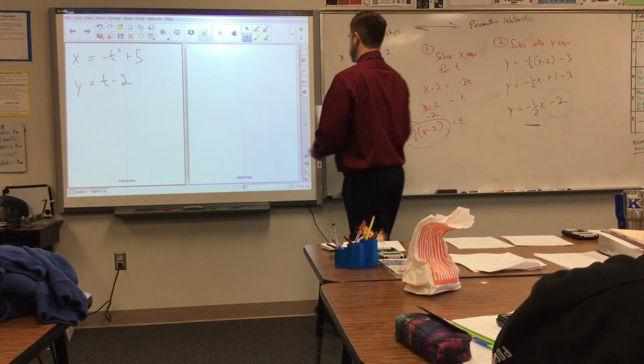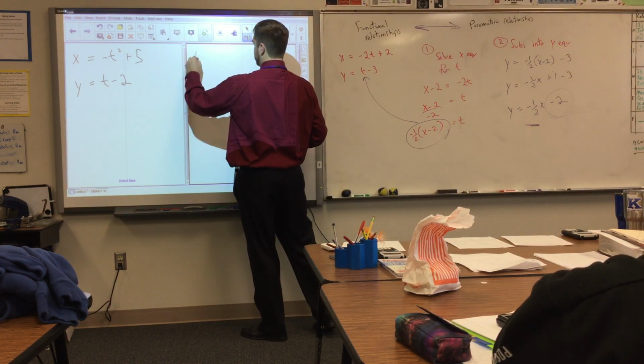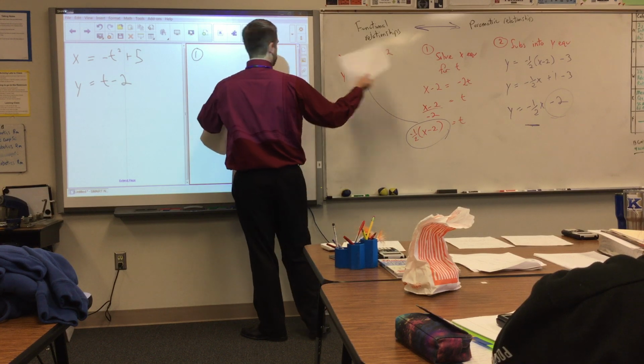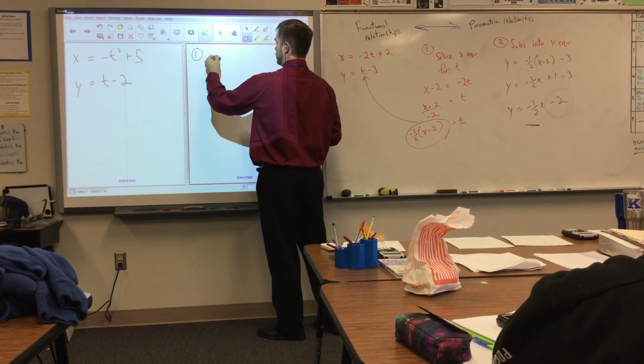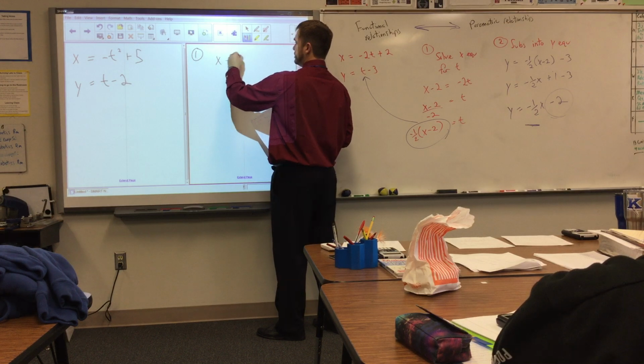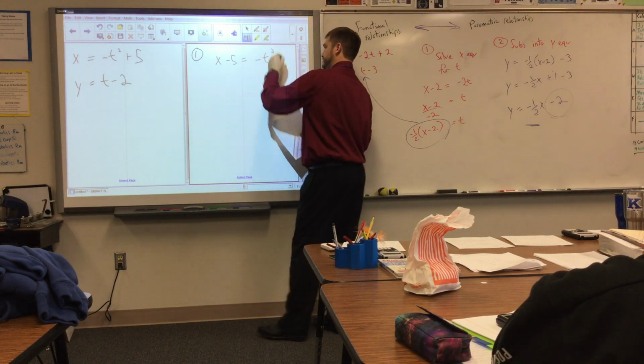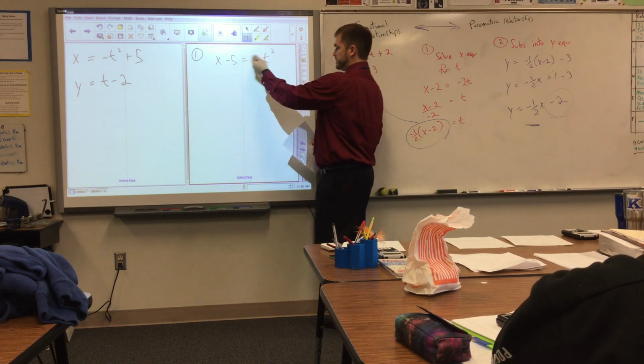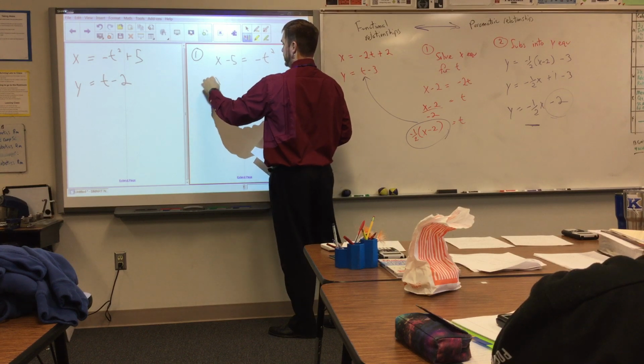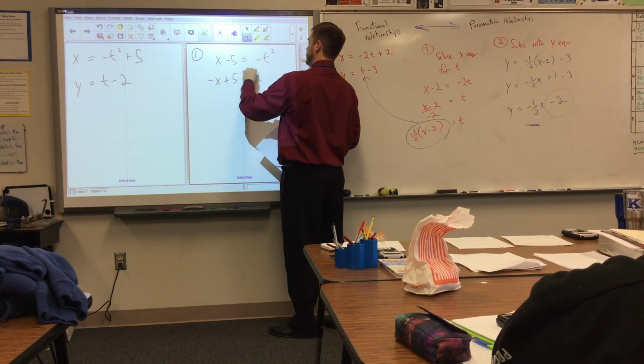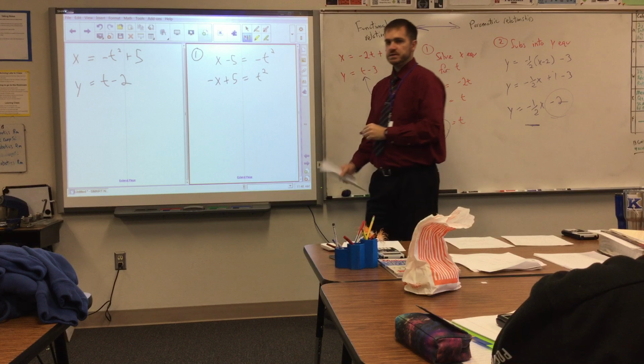All right, so let's go ahead and do Mr. Goddard's 1-2 step here. So step number 1, solve the x equation for t. So I'll subtract 5 from both sides. I'll divide both sides by negative, so negative x plus 5 equals t squared.